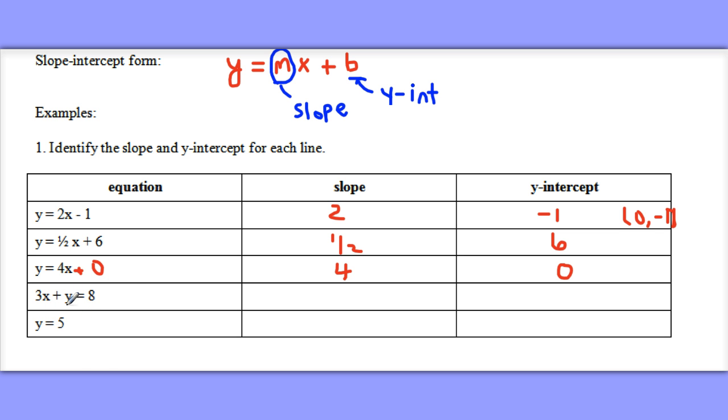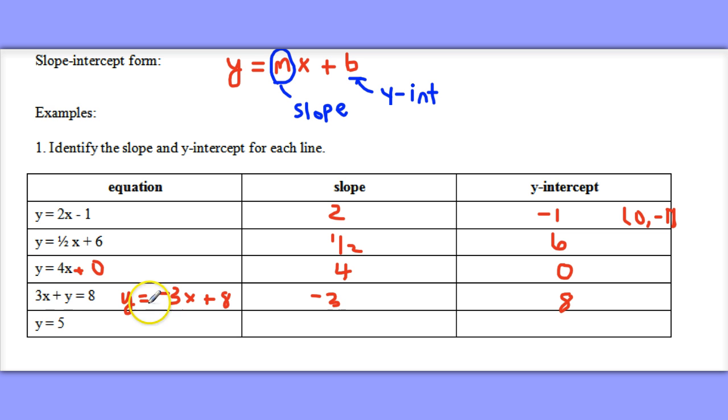Here you might think we can identify the slope and y-intercept easily, but notice y is not by itself, so we're going to have to solve for y in terms of x. We'll get y by itself by subtracting 3x from both sides. And once I've done that, my equation will be in slope-intercept form, and it will be very easy to identify the slope. The slope is -3, and the y-intercept is 8.